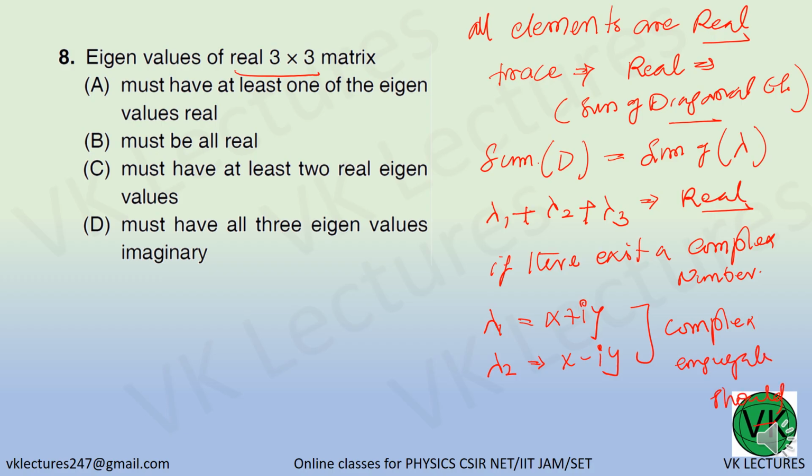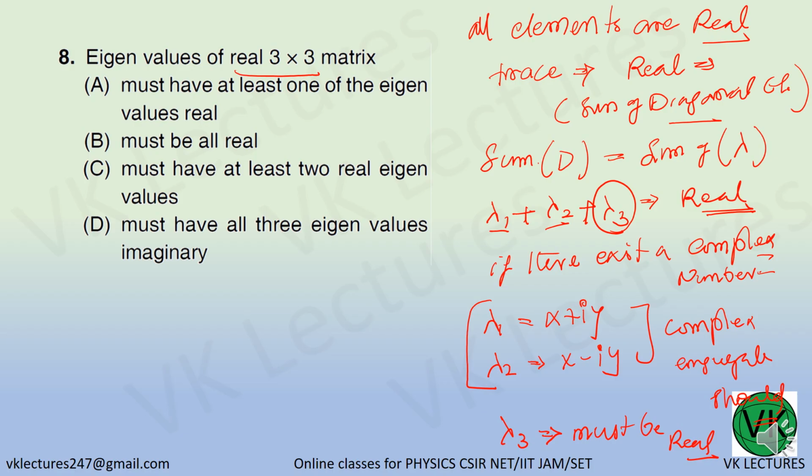Now only if there is a complex number, its conjugate should exist. Okay, now so lambda 1, lambda 2 over. So what about lambda 3? Then lambda 3 must be real. So either all lambda 1, lambda 2, lambda 3 are real. Suppose there is a complex number, its complex conjugate also should exist. That means your lambda 3 must be real.